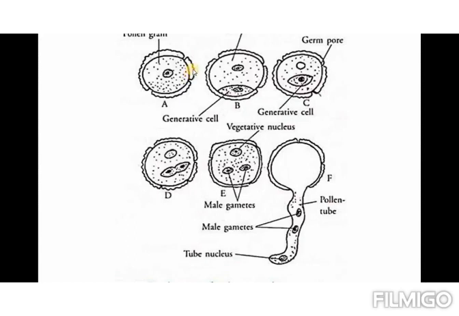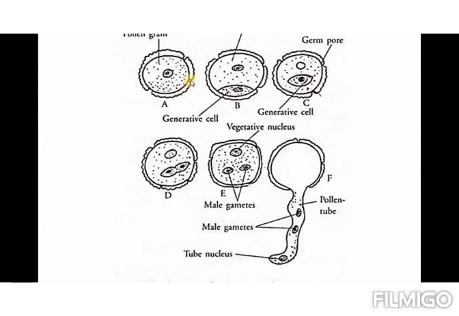and both the layers together is called sporoderm. This exine, the outer layer, is made up of sporopollenin. It is one of the complex substances, and the inner wall intine is made up of cellulose and pectin. This exine can be smooth or it can be rough. Exine, this is the exine, it can be smooth also and it can be rough also.